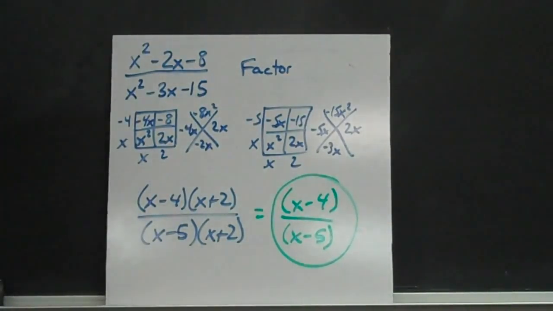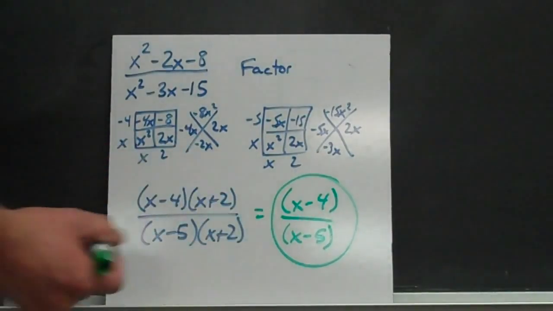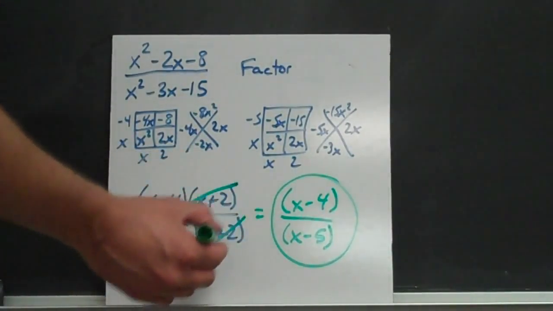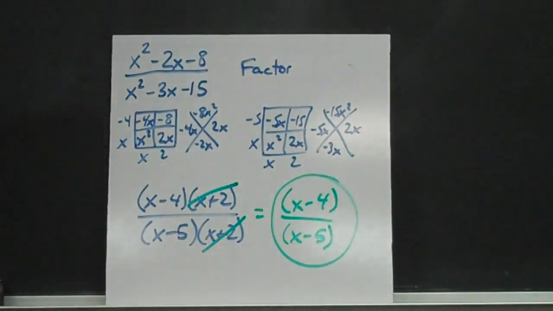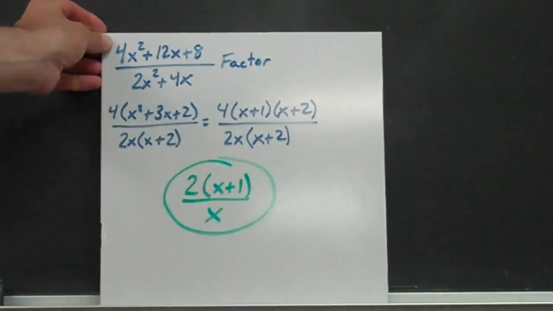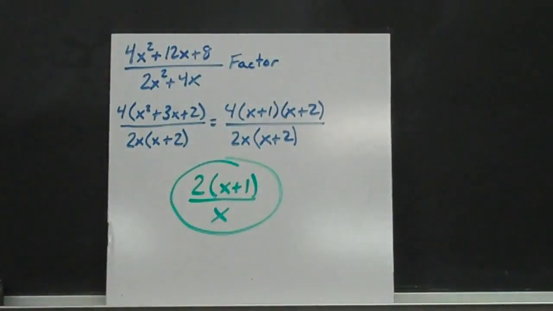We have an x minus 4 on the top, but we don't have one on the bottom, so that's going to have to stay there. We have an x plus 2 on the top and an x plus 2 on the bottom. We can cross those out, and that leaves us with x minus 4 over x minus 5. One last example. We have 4x squared plus 12x plus 8 over 2x squared plus 4x.